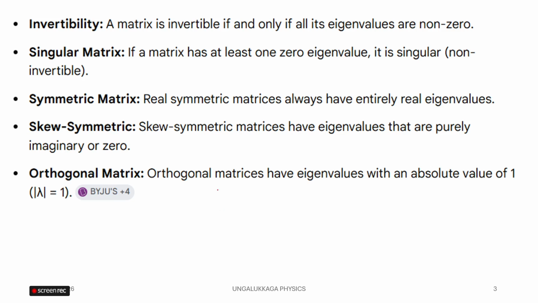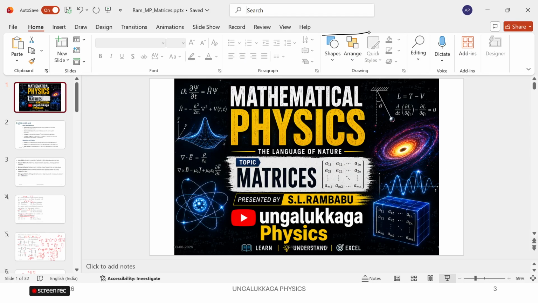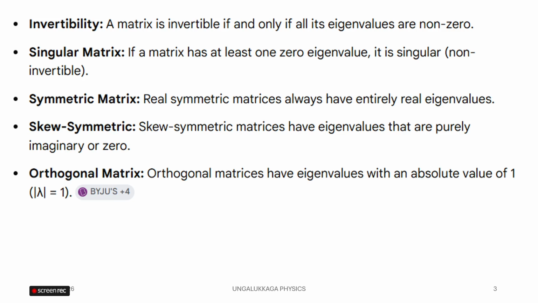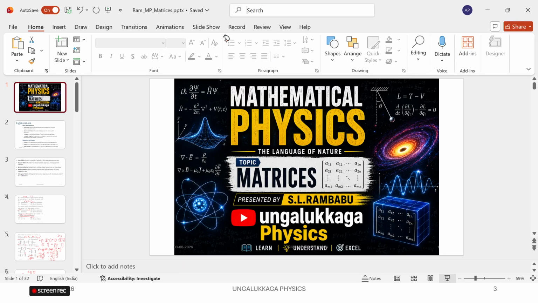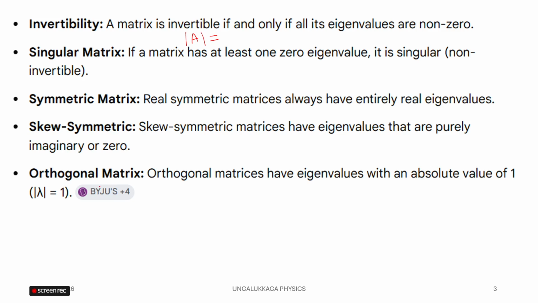Then we have invertibility. A matrix is invertible if and only if its eigenvalues are non-zero. If you have an eigenvalue as 0, then that matrix is not invertible. What happens if an eigenvalue becomes 0? The determinant of A is equal to 0. As a result of that, we are not able to find A inverse, right? This is more elementary: A inverse is equal to 1 by determinant of A times adjoint of A, right?